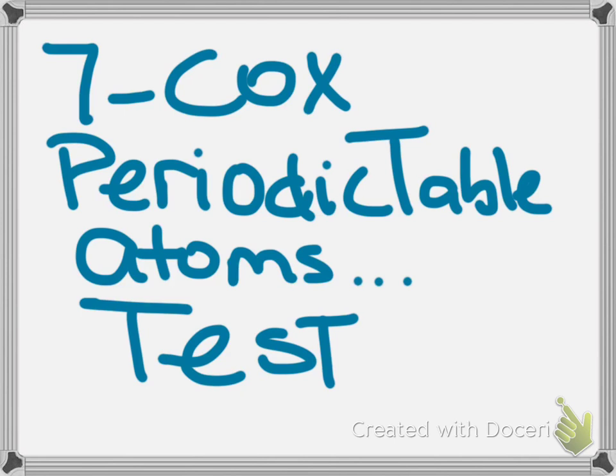Number 10. Compounds are different than elements because compounds are A. Combinations of two or more elements. B. Not able to be broken down into parts. C. Made from the same type of atoms. D. A pure substance, elements are not.